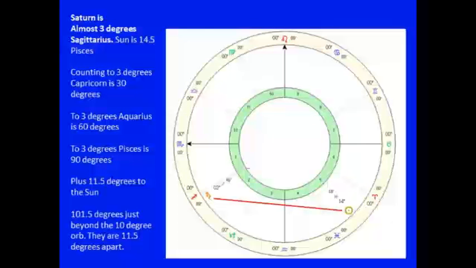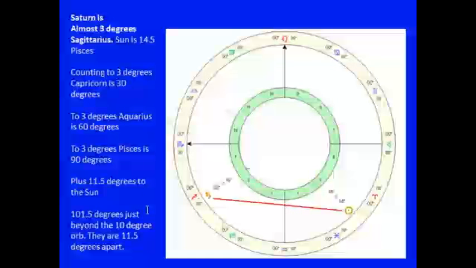Now here's something that's just beyond the 10-degree orb. Saturn is at almost 3 degrees Sagittarius, and the sun is in Pisces at just slightly over 14.5 degrees. And so that gives us 11.5 degrees to the sun.